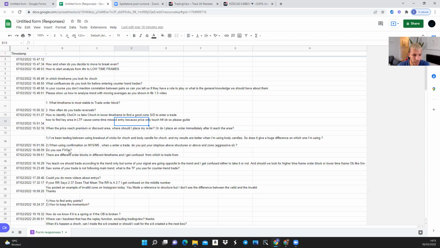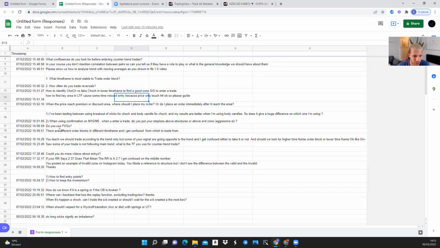Do you use fair value gaps? Fair value gaps are just imbalances to me. And I do use them, but they're not that important in the strategy that we are using. We can use them as confluence.